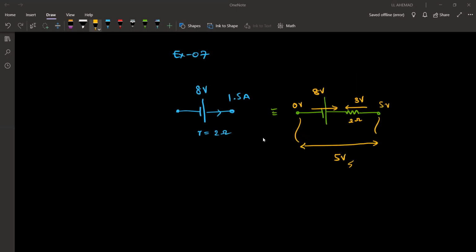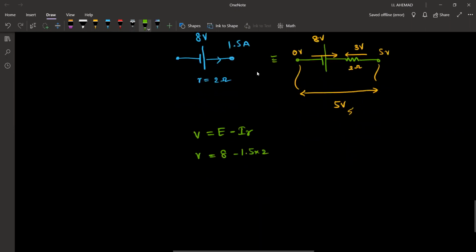So can you remember we got an equation for terminal voltage? V is equal to E minus IR. So here V is equal to, what is E? That's 8 volts minus 1.5 into 2. So that is 3. Then 8 minus 3, that is 5.